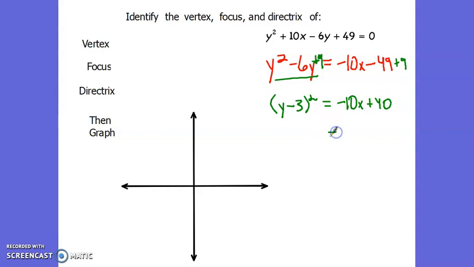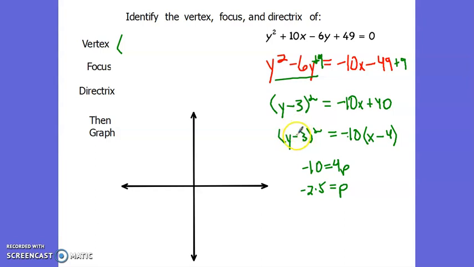We're going to factor out that negative 10. So y minus 3 squared. Again, a parabola opening left or right with a negative 10 in front here, x minus 4 inside. Well, in that case, since we've factored out that negative 10, it is equal to 4p, and our p-value will be negative 2.5. Our vertex right now would technically be positive 3, positive 4, and actually our x is on the right, so that's actually the point 4, 3.